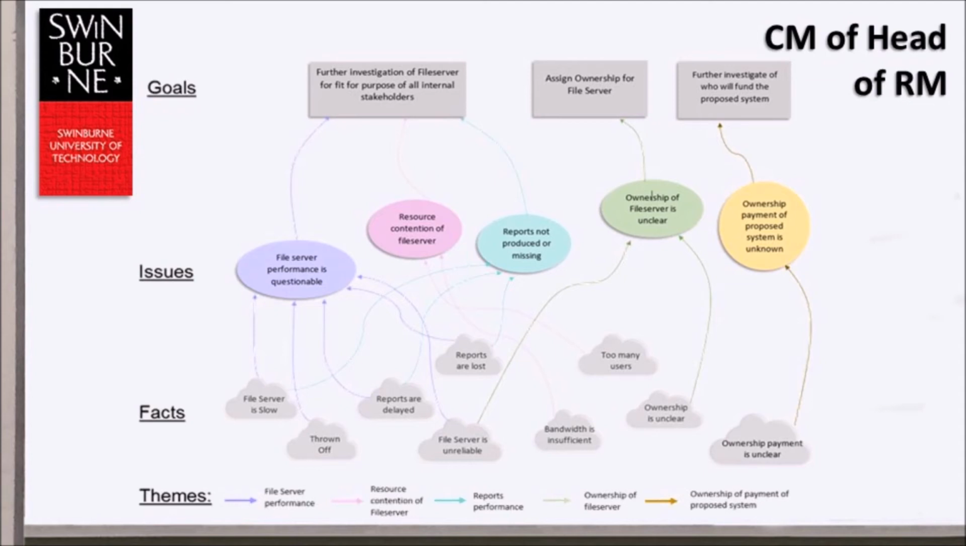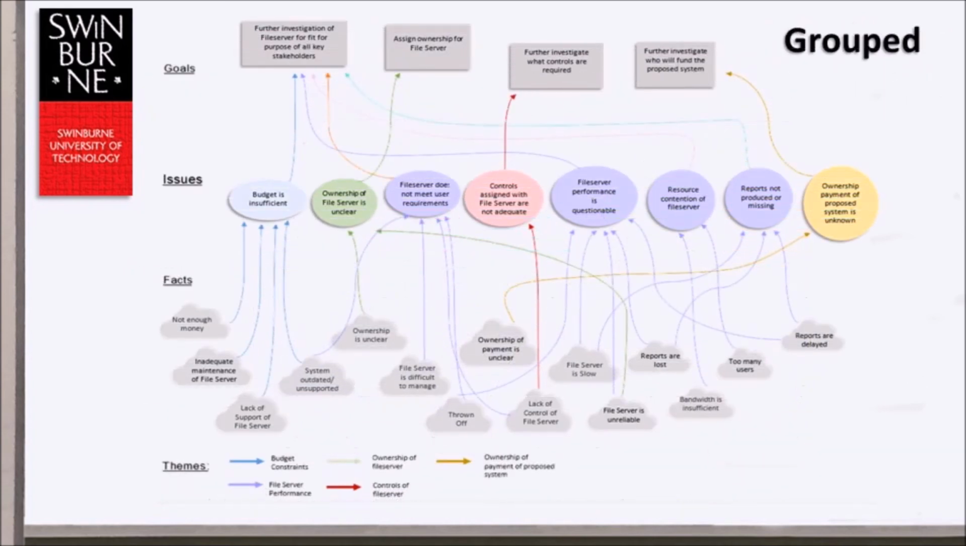Now, clubbing these 2 separate cognitive maps, we've come up with a group cognitive map which clubs all the issues as stated by the CIO and the head of risk management. Thank you.